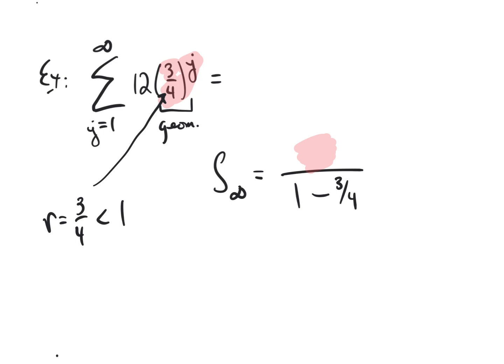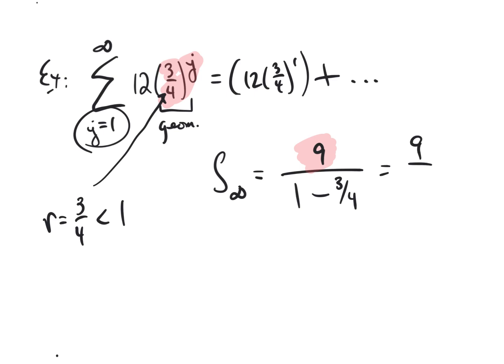We have to go back to the summation, and we actually have to replace j with 1, the first number. Notice the first number on the bottom is 1. We don't need the second term, third term, fourth term, we only need the first term. So 12 times 3/4 to the first, 3/4 to the first is 3/4, and 12 times 3/4 is 9. Okay, and then just simple arithmetic. 1 minus 3/4 is 1/4, and 9 divided by 1/4 is 36.